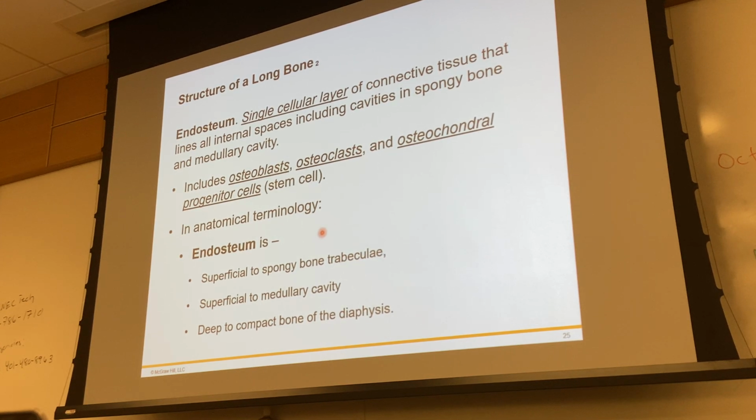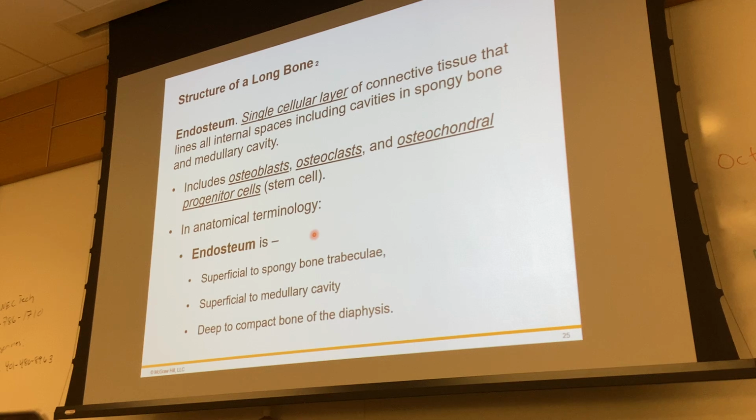At the bottom of this slide, I have a little bit of questions on anatomical terminology. The endosteum will be superficial to spongy bone trabeculae. The endosteum will be superficial to the medullary cavity. The endosteum will be deep to compact bone of the diaphysis. Right? So all three of those things are true.